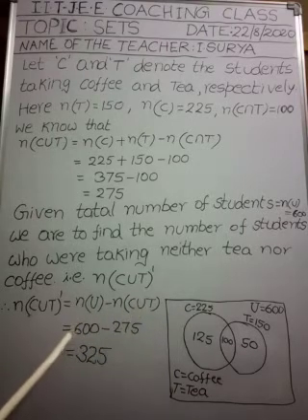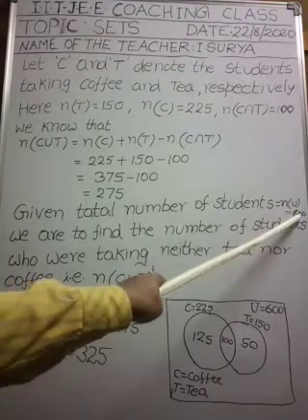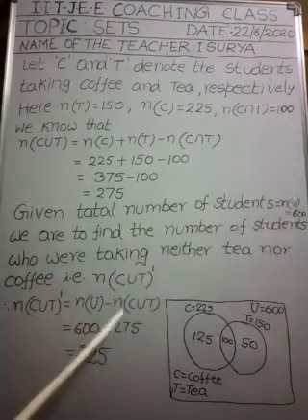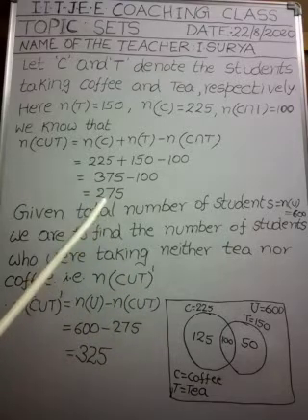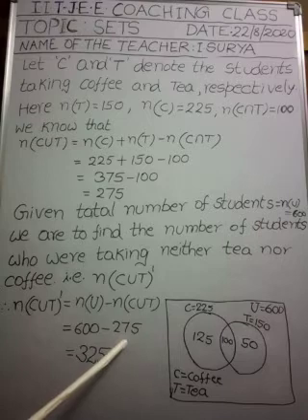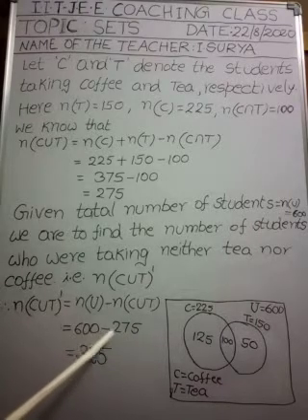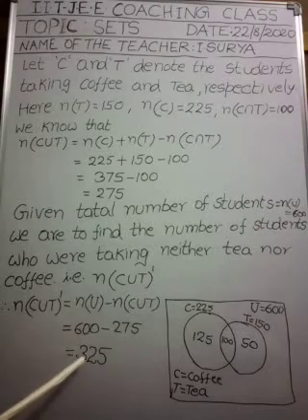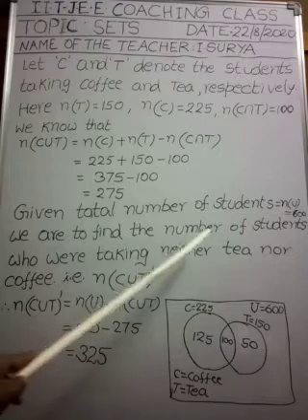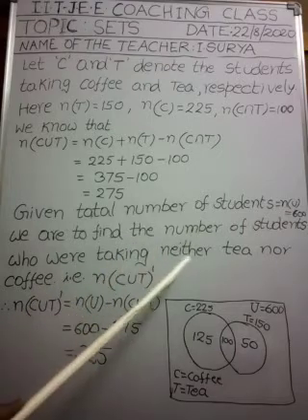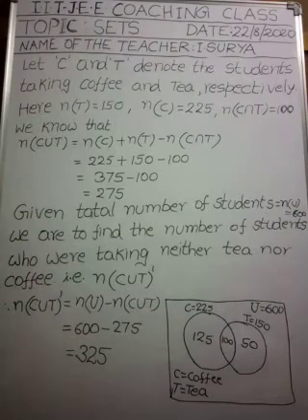Right. That is equal to, what is n of universal set? 600. 600 minus n of (C union T). We found here already 275. I substituted here. Understood this step, my children? Right. Now 600 minus 275. What will you get? 325. This number denotes the number of students who were taking neither tea nor coffee. Understood, my dear children? Right.